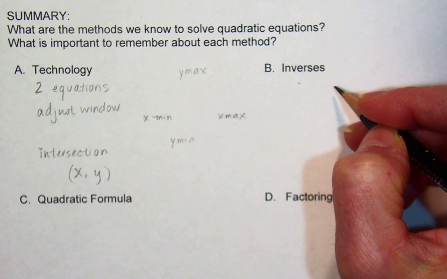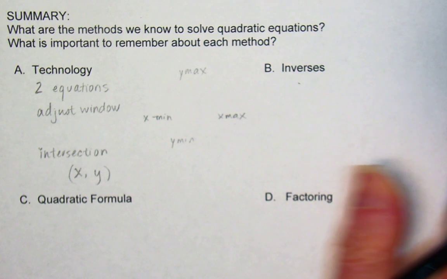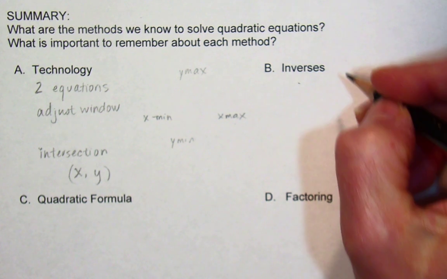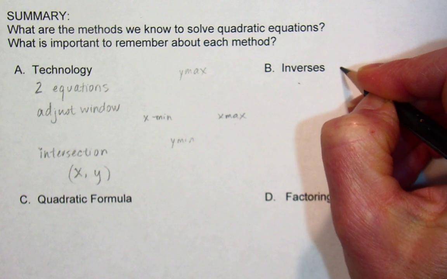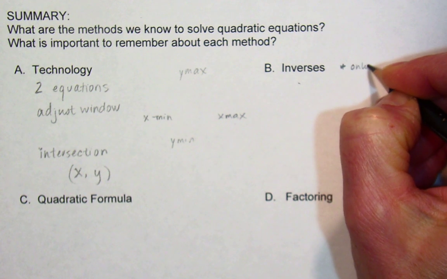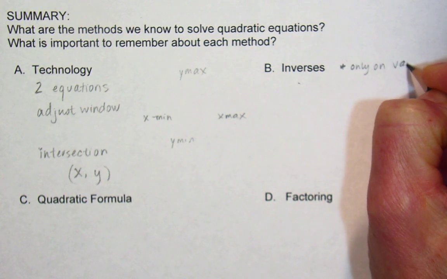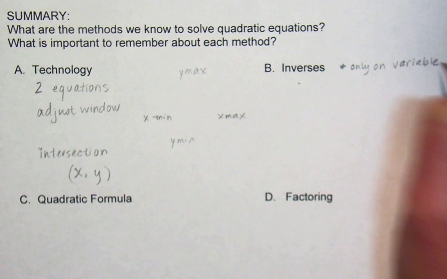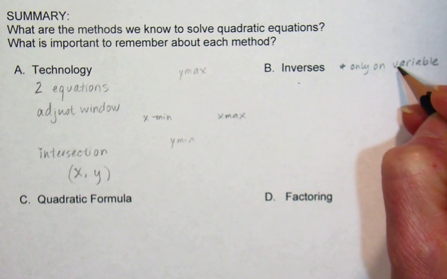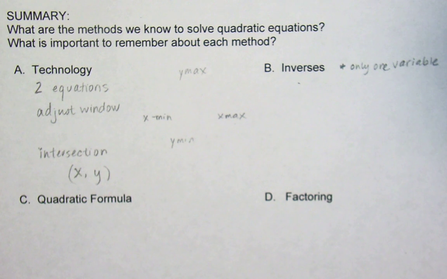If you use inverses, remember, you can't use inverses if you have a standard form equation. So you're looking for inverses when you have only one variable that you're looking at in the equation. Only one variable.